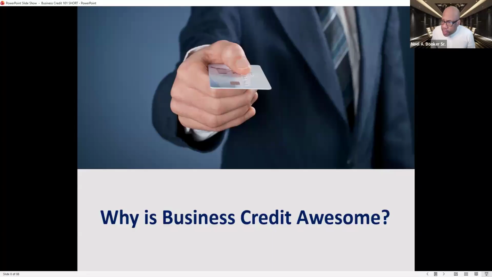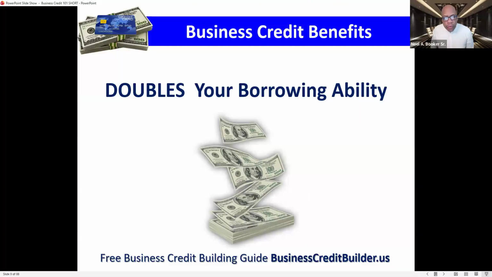Why business credit is awesome. With business credit, it doubles your borrowing ability because with your social security number, you have the ability to have credit on your social security number, right? But as a business, you build business credit on your EIN number. So that's two lines, which doubles your ability of gaining access to money.